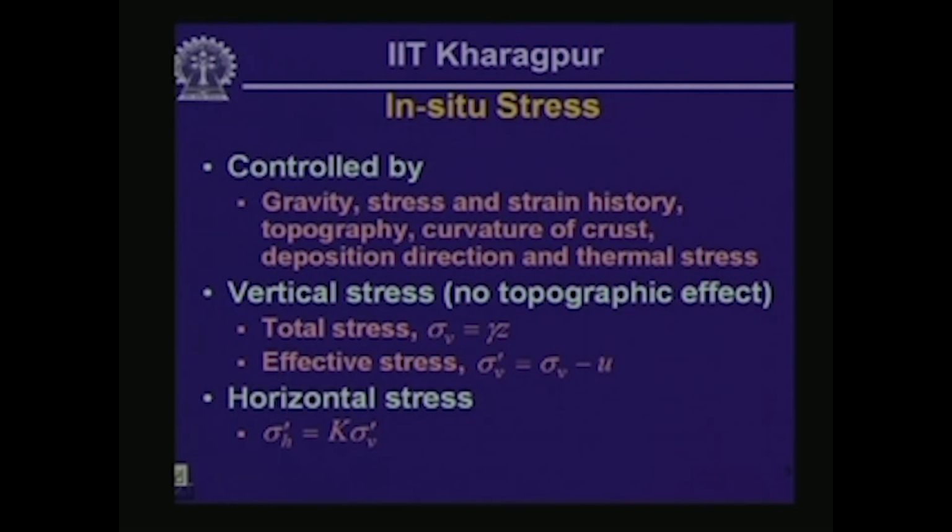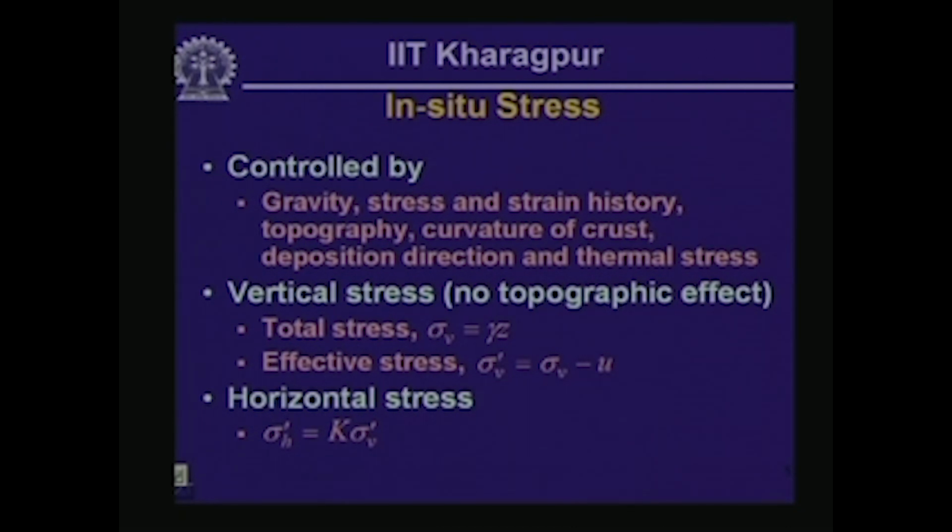And then the other important component of the in situ state of stress is the horizontal stress, and here the horizontal stress is typically expressed using a factor k, and it is given as sigma h prime equal to k times sigma v prime. So, k is the coefficient of horizontal in situ stress.